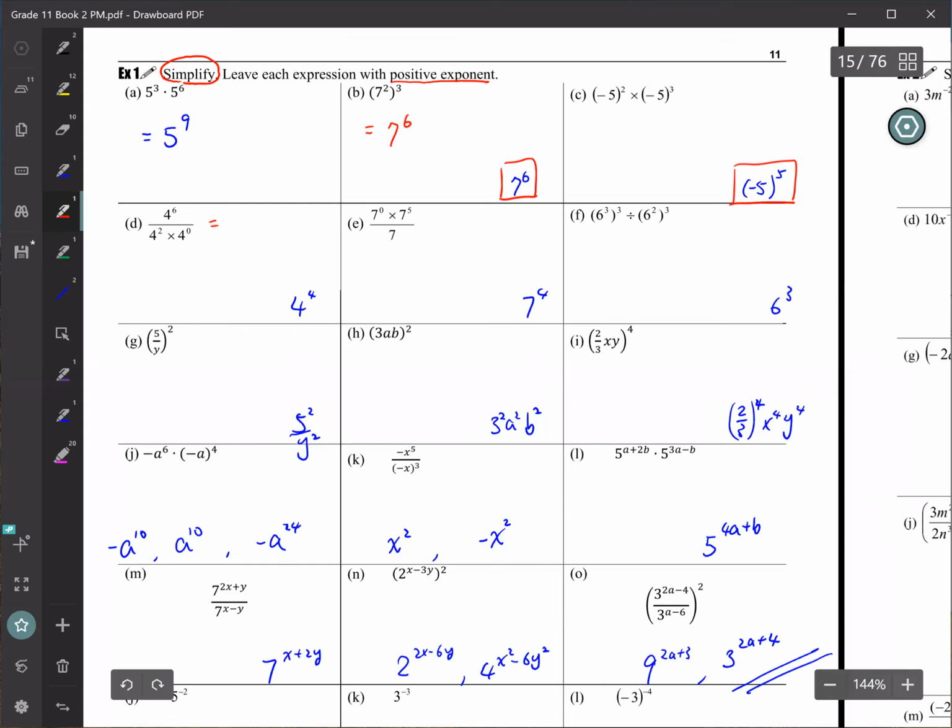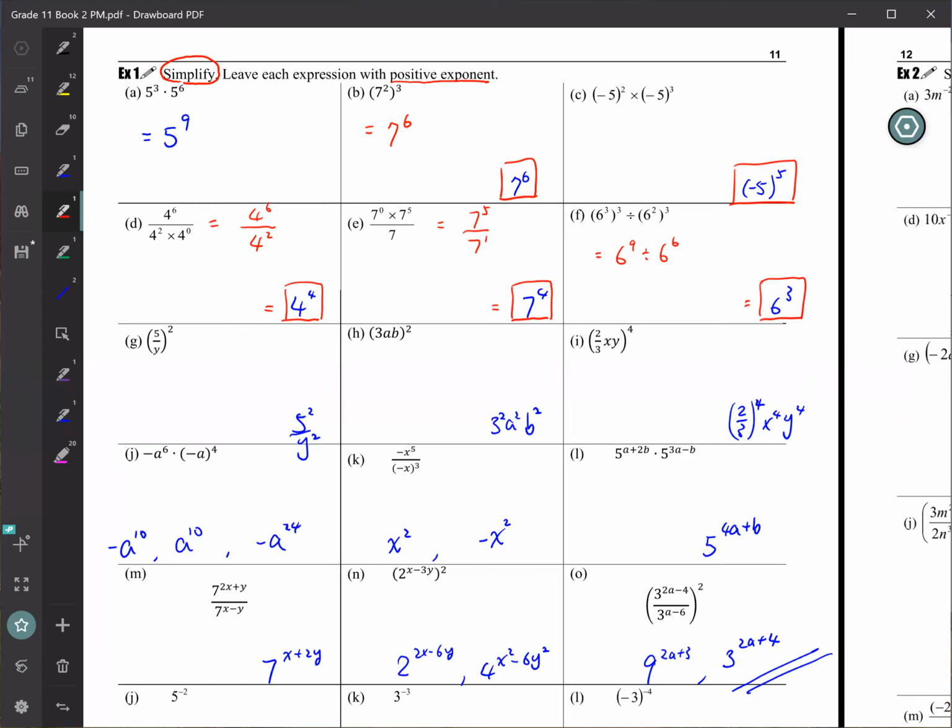This one, the denominator will be adding the exponent, so it will be 2 plus 0, so that's 2, and then you subtract, will give you 4 to the 4. That's also correct. Next one, same thing, 7 to the 5 over 7 to the 1, invisible 1, and then you subtract exponent. That's all good. Next is multiply exponent, so 6 to the 9 divided by 6 to the 6, and then you subtract exponent, 6 to the 3. Okay, so far all good.